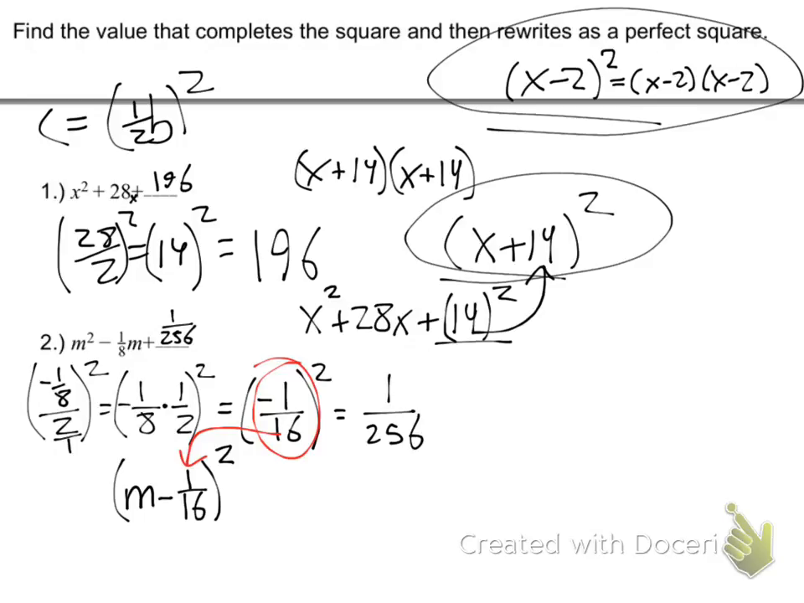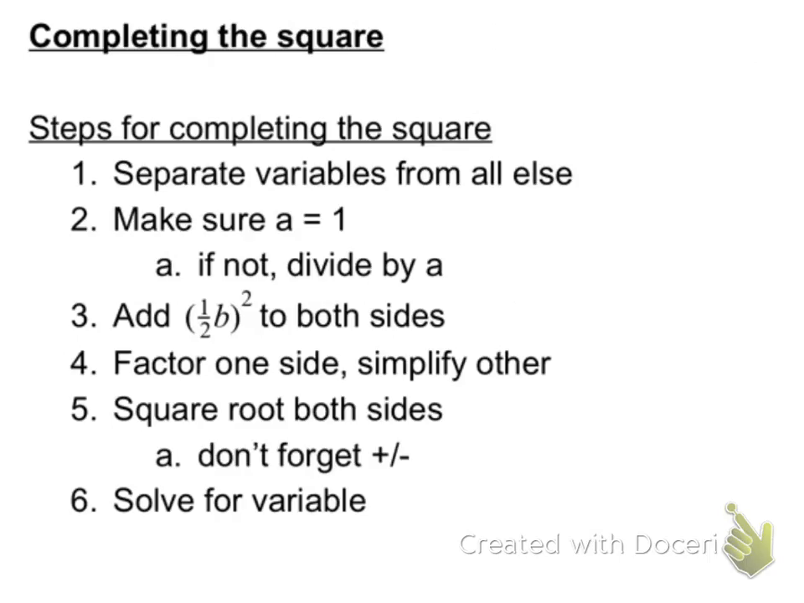So, going to the next one, I'm going to pause the video and we're going to move on quickly after that. So if you're watching it, it's going to go quick. Completing the square. I'll go over these steps as you write them down, and then I'm going to pause it for you to finish. Completing the square. Separate the variables from all else. That means your variables, x's, m's, y's, whatever they are, on one side, numbers on the other. Make sure a equals 1.